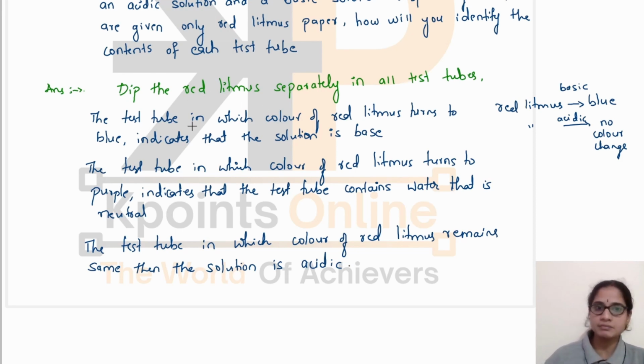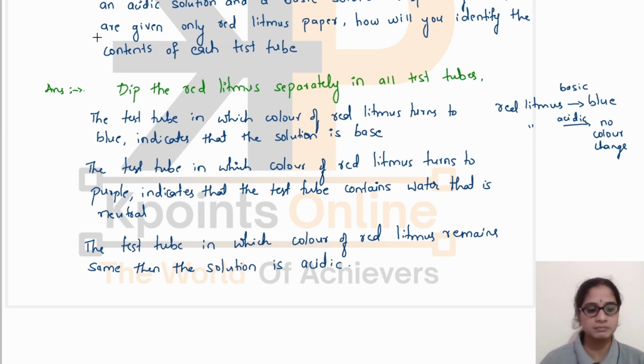Let me repeat it again. We are given only red litmus paper and three test tubes containing acid, base and neutral solutions. We have to dip the red litmus paper separately in the three test tubes. If it is neutral, the red litmus will change to purple, as the color of litmus is purple in neutral solutions. If it is a basic solution, it will change to blue. If it is an acidic solution, it will show no color change.